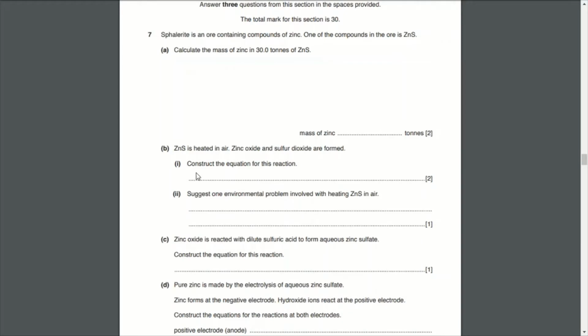Now moving on to part 2: suggest one environmental problem involved with heating of zinc sulfite in air. Of course, there are so many environmental problems when we talk about heating. Sometimes they release carbon dioxide, sometimes they release carbon monoxide, but in this case, we see that it is releasing sulfur dioxide, or SO2. So SO2 is a pollutant.